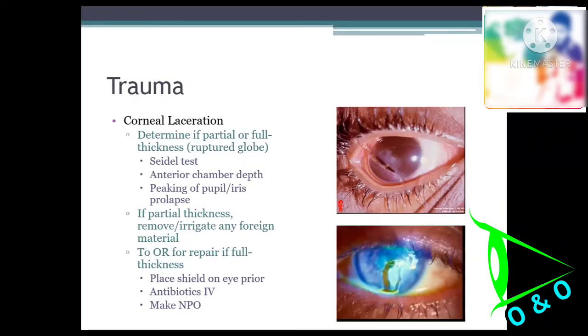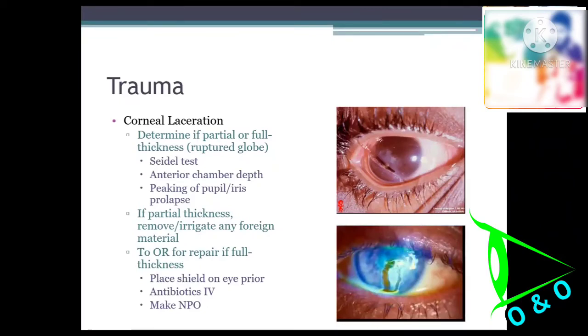If you've got a shallow chamber, compare with the other eye. And if it looks equally shallow, you're probably okay. But if the other eye looks a lot deeper, then again, you get concerned about a full thickness perforation. Obviously, if there's peaking of the pupil, iris prolapse, you've got a full thickness perforation. If it's partial thickness, and if you see any foreign material there, you can try and irrigate it out or remove it with jeweler's forceps at the slit lamp.